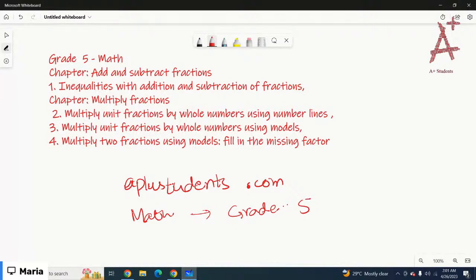We're going to start with the chapter add and subtract fractions, and the lesson we're going to cover from the chapter is inequalities with addition and subtraction of fractions. Then we'll start the new chapter, multiply fractions. The lessons are multiply unit fractions by whole numbers using number lines, multiply unit fractions by whole numbers using models, multiply two fractions using model, fill in the missing factor.